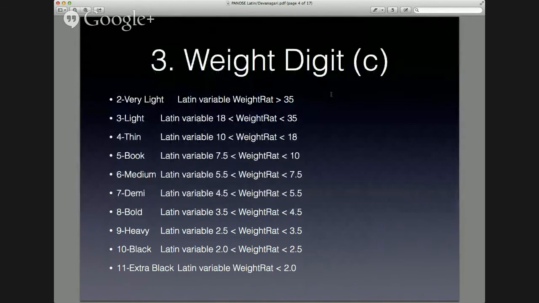This one's really simple. The weight digit, it's a contour 1, and it's the same. I think I will probably have slightly different variables. So these are the Latin variables, so that you can get a sense: if you divide the cap height by the uppercase E stem width, that's what gives you the weight ratio, or the weight rat, as we called it. And I think Devanagari will have slightly scaled down numbers because the glyphs themselves are denser. So that's where that one ends up.